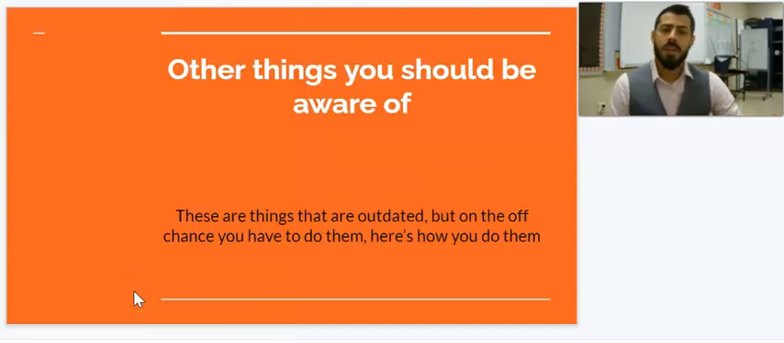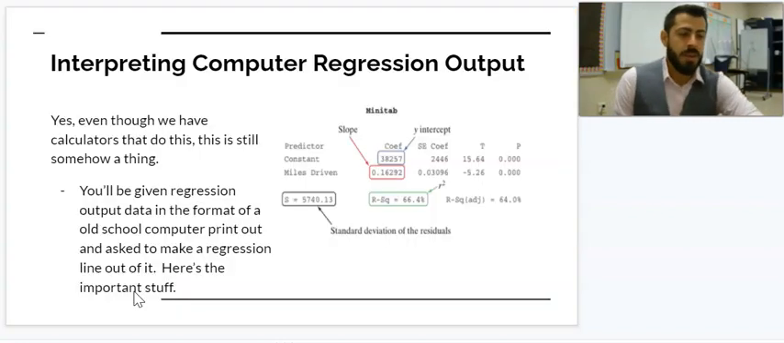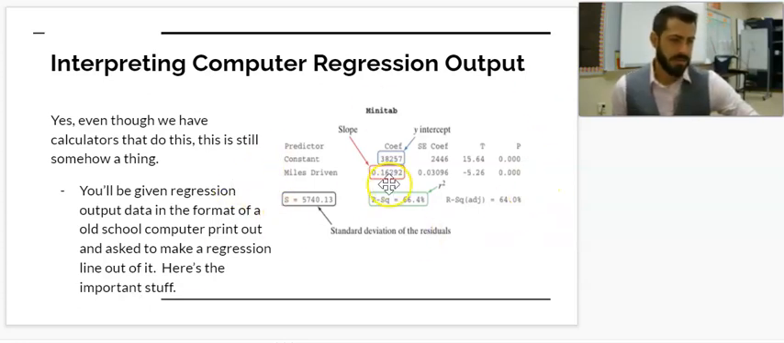All right, so some things you should know about. I find these things outdated, but a lot of AP questions still are formatted this way. They'll give you what they call computer regression output. I don't know what computer they're using, but it is a very old computer to give regression output. So basically they'll give you output data. It'll have Minitab data, right? It says the predictor, so it'll be a table essentially.